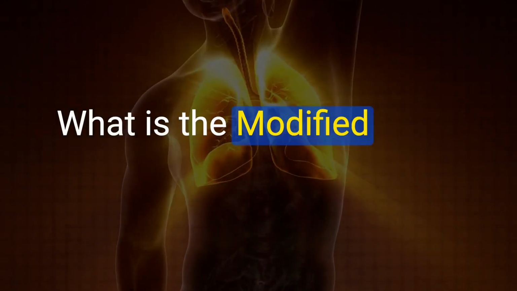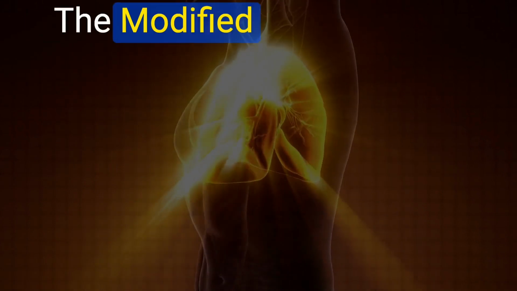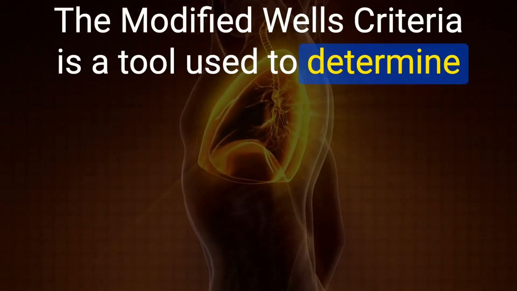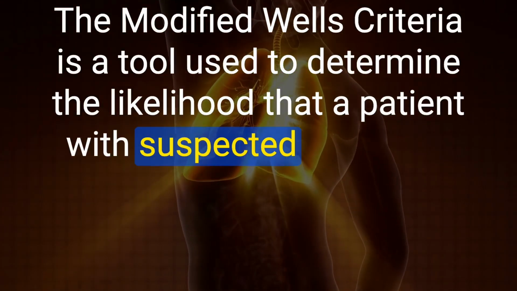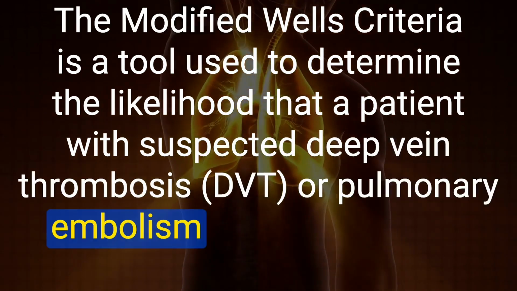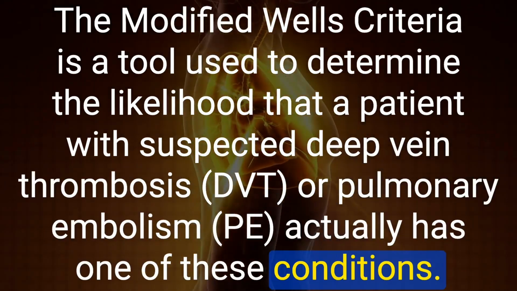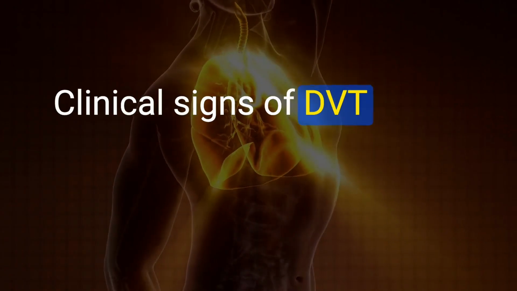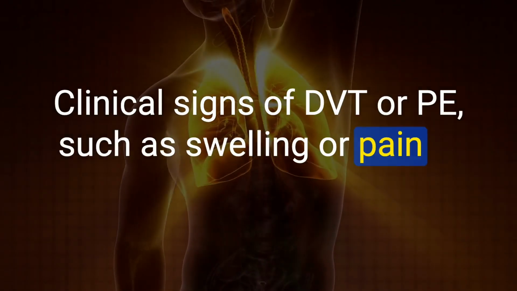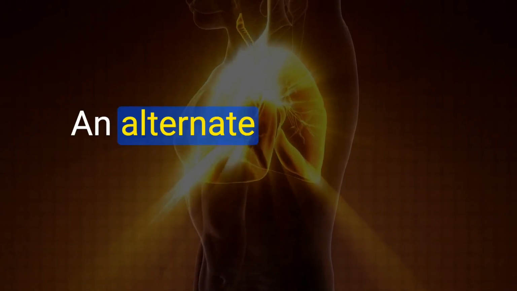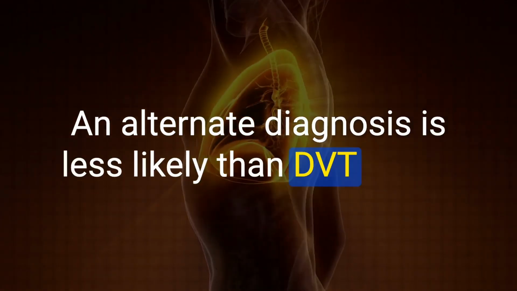113. What is the modified Wells criteria? The modified Wells criteria is a tool used to determine the likelihood that a patient with suspected deep vein thrombosis or pulmonary embolism actually has one of these conditions. Plus 3 points: clinical signs of DVT or PE, such as swelling or pain in the leg or chest, respectively. An alternate diagnosis is less likely than DVT or PE.